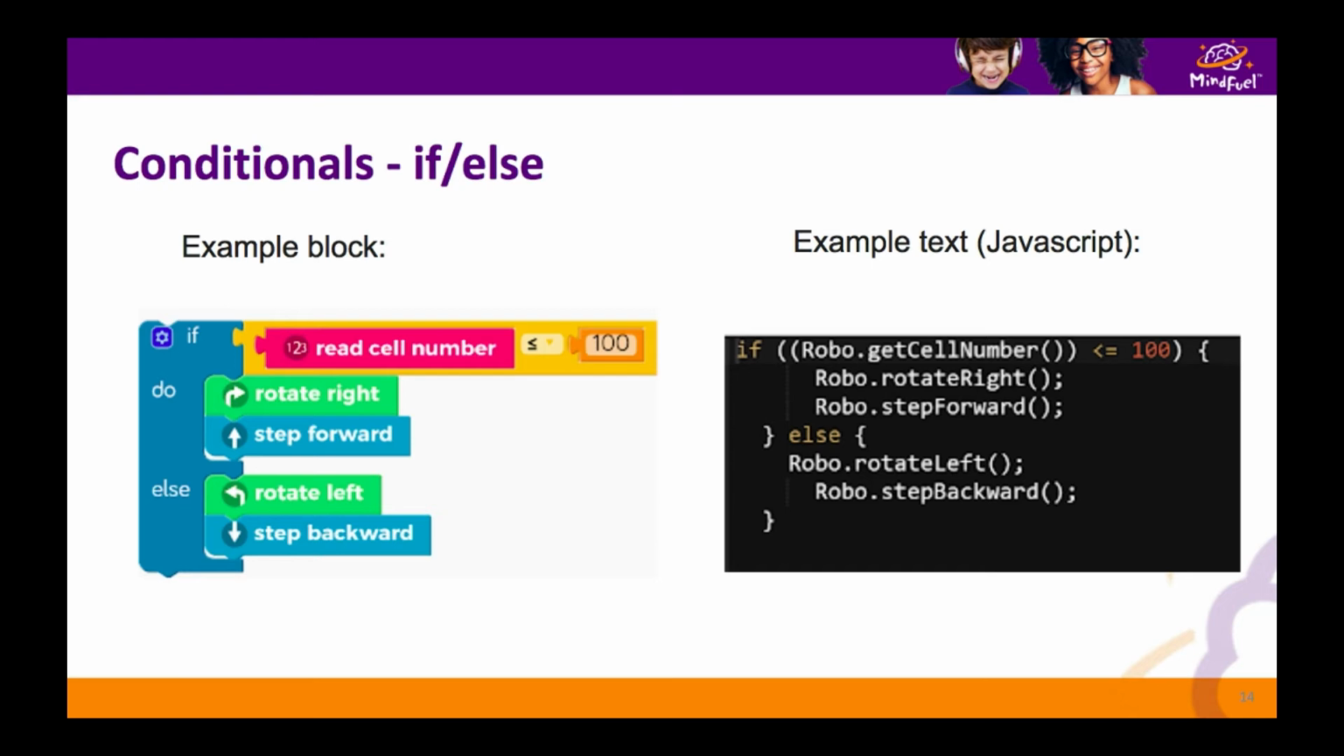In this example, our condition is checking to see if the number on a cell is greater than 100. If it is, the coding blocks under the do part of the loop will execute, meaning the computer will rotate right and take a step forward. If the value is not greater than 100, the coding blocks under the else section will execute, meaning the computer will instead rotate left and take a step backward.